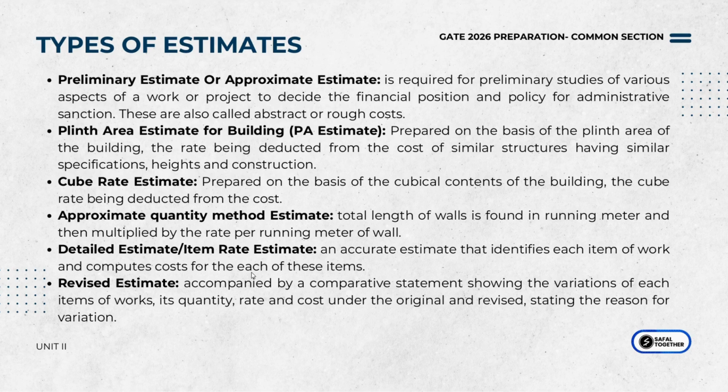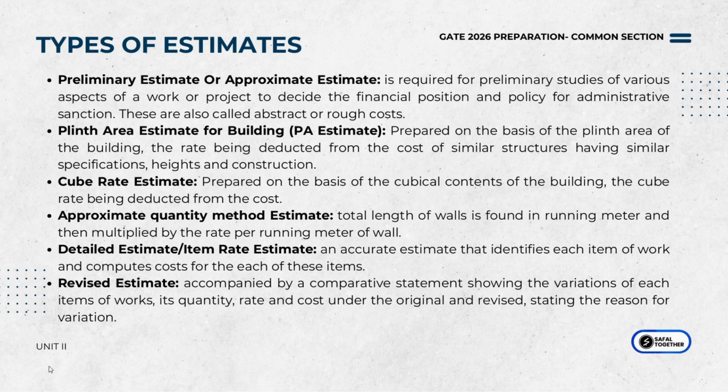Okay. The fourth is your approximate quantity method estimate. This is again a preliminary method. Okay, but what you do is that you basically divide the structure into foundation and superstructure. Okay, and you take the total wall length in running meter or running unit length, whatever, and then you multiply it with a predetermined rate per running meter. Okay, and you'll get the total project cost from this.